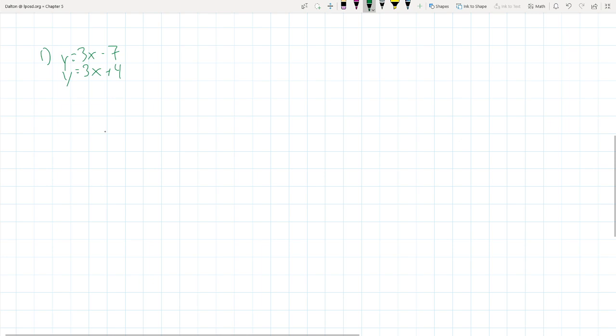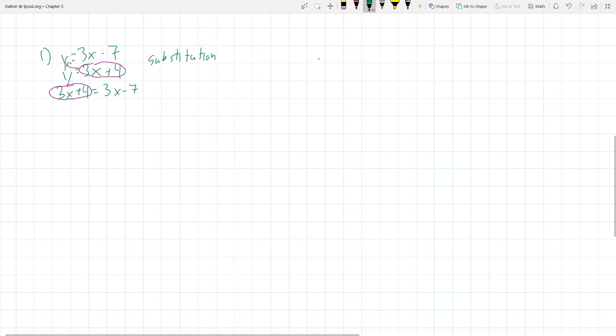So, in this one, I'm going to use substitution. And the only reason I'm using substitution is I already have the variable defined, where I have y equals blah, blah, blah. Admittedly, that's for both of them, and that's totally fine as well. So what I'm going to do is I'm going to say, okay, I got 3x plus 4 equals 3x minus 7. And maybe I'll just circle this, that way people that are looking at this see what we did.